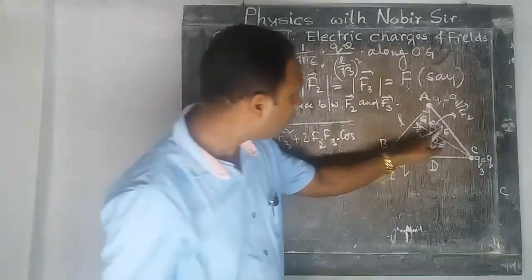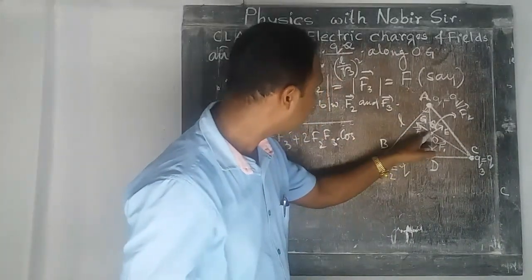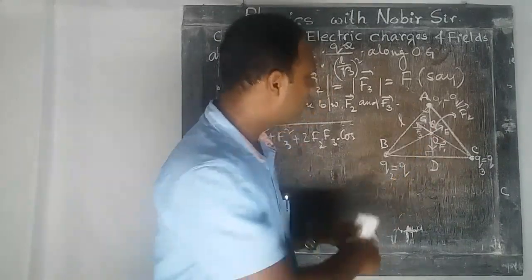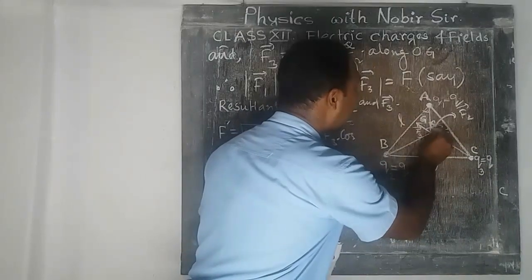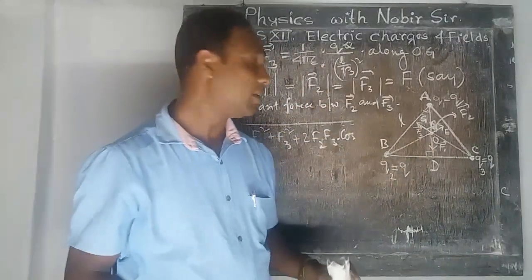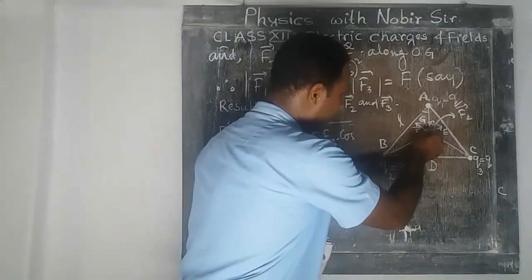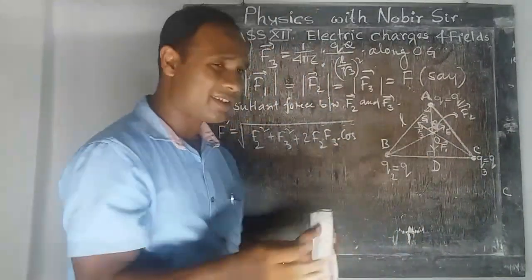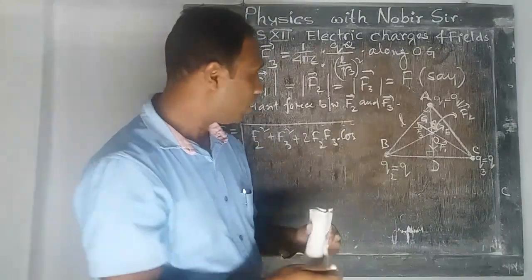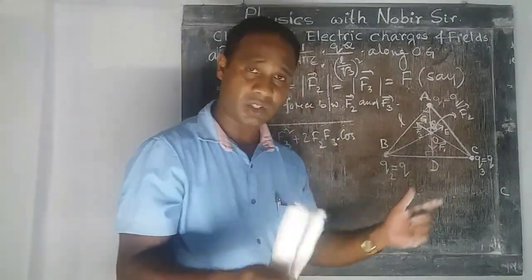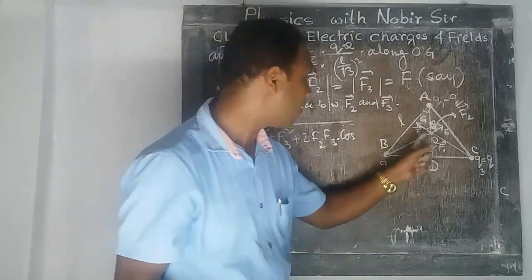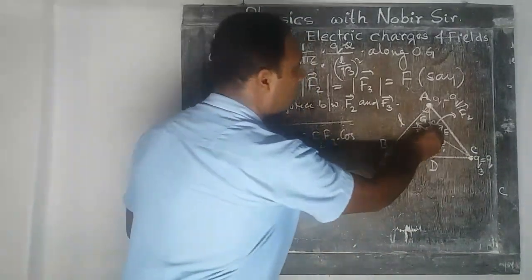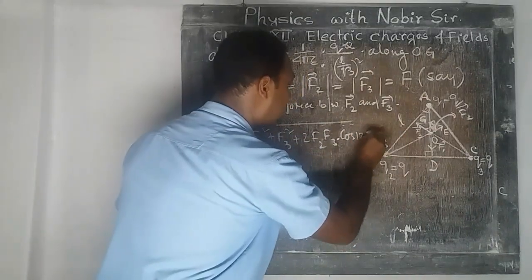What is the angle between F2 and F3? This is the F2 vector, this means OE and OG. What is the angle between OE and OG? Definitely at point O there are three vectors, F1, F2 and F3. All three have the same amount, and the angle at this point is 360 degrees. If we divide it into three divisions, each division will be 120 degrees. So the angle between these two vectors will be 120 degrees.